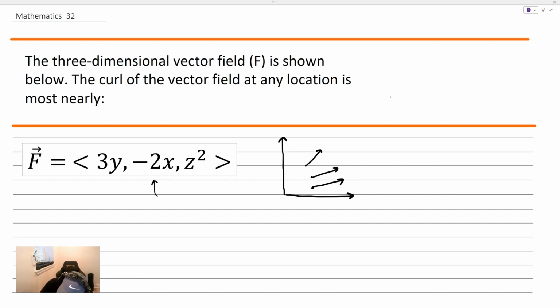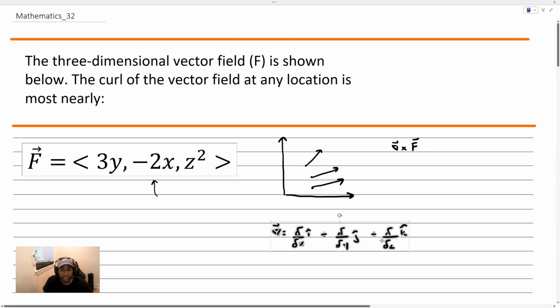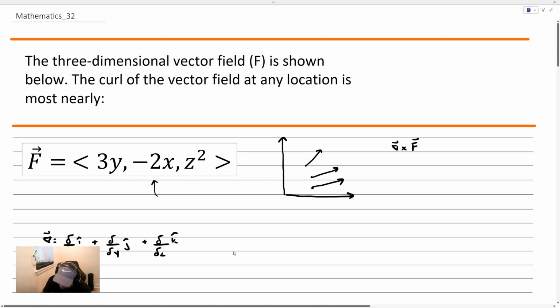The curl of a vector field is equal to what you get when you take the del operator and cross it with that vector field in particular. Now, the del operator is just the partial with respect to x in the i plus the partial with respect to y in the j plus the partial with respect to z in the k. So it's an operator of partial derivatives that point in the i, j, and k direction. When we cross it with the vector field F, we essentially have to perform some partial derivatives. The cross product is really contained in the determinant calculation.